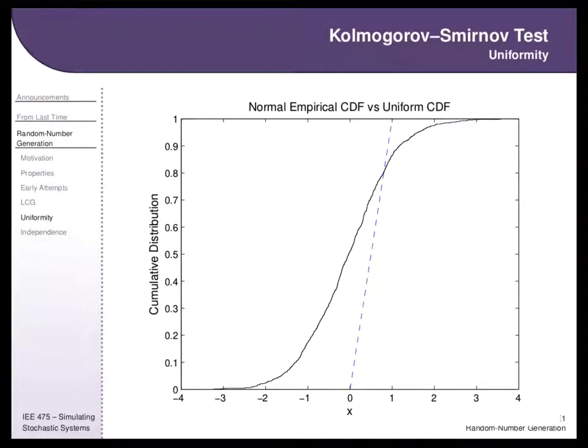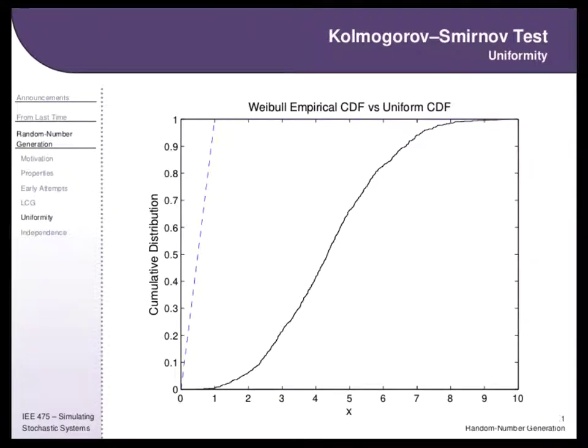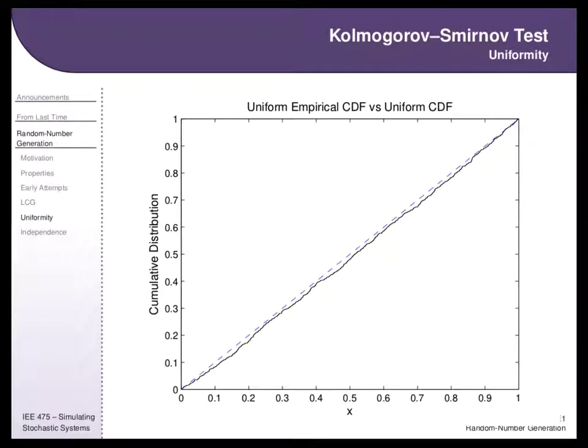So here's an example with normally distributed data against a uniform. There's a huge difference. This is exponential data against a uniform, huge difference. Weibull data, huge difference. And then finally, uniformly distributed data, and it's right along that line. And so there's very little difference.